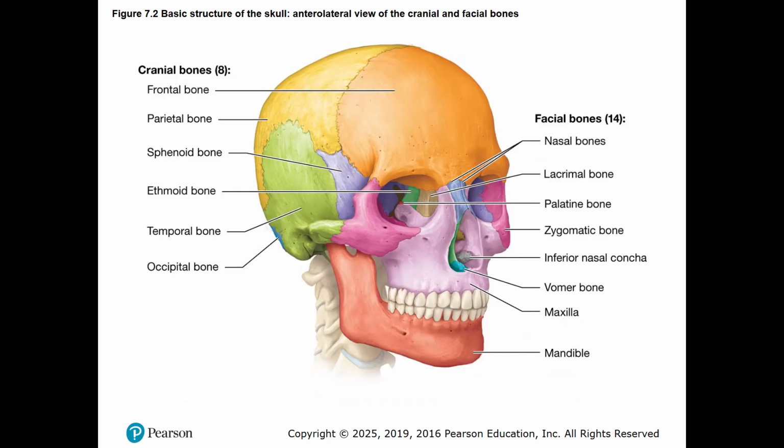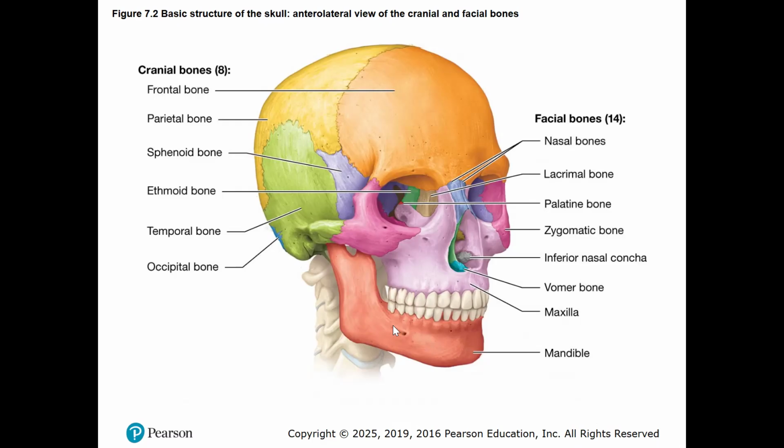And then you see your inferior nasal concha here. You can see a little bit of it right there. And then lastly, your mandible is the inferior jawbone, the only one that technically is movable, the movable part of the skull. It forms your chin. You see the mandibular chin here.